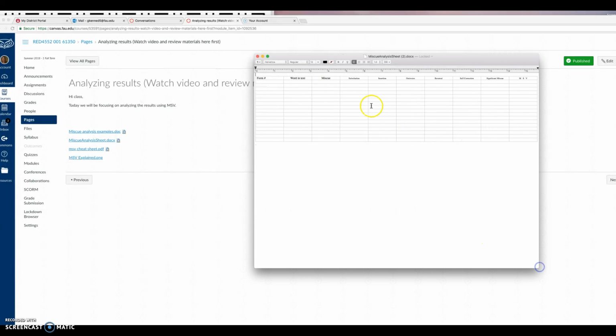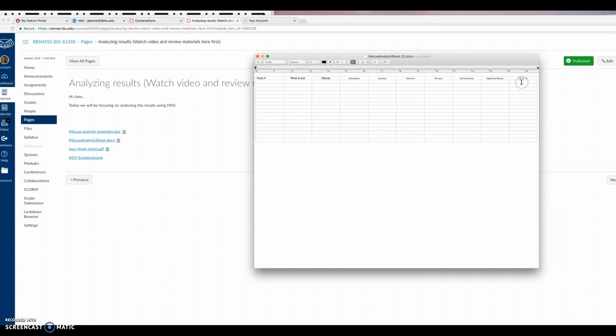So here is where you'll go back through all the mistakes the child made. You can see to put the form number and any of the errors. So just take the word they made the mistake on and then put the miscue. So if the word was truck and they said track, you'd put track here. That's the miscue. You'd identify it. And then at the very end, you're going to go ahead and fill in the MSV.